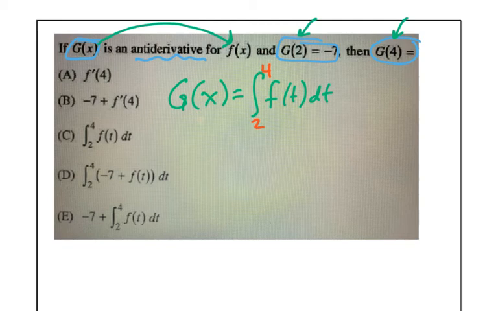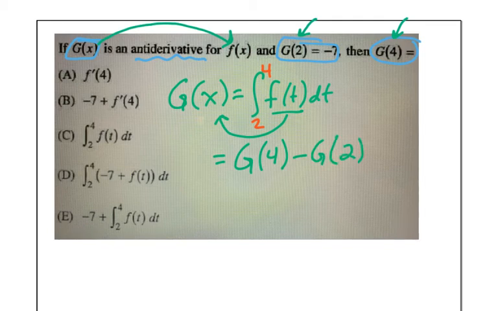By FTC part 1, when I take the antiderivative of f, I should get g back out. But because it's a definite integral, the antiderivative of f of t should be capital G evaluated at 4 minus capital G evaluated at 2, right? That's how we do definite integrals. Well, they say that g is an antiderivative of f of x, and g of 2 is -7, and g of 4 we don't know. So I'm going to isolate g of 4 because I don't know what it is. But it says over here that g of 2 is -7.